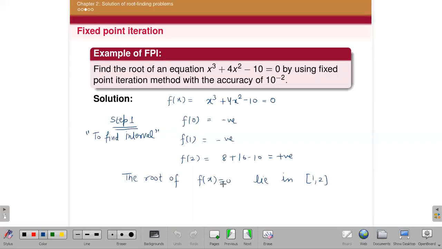Yes, yes. Here we have found the interval only by IVT.